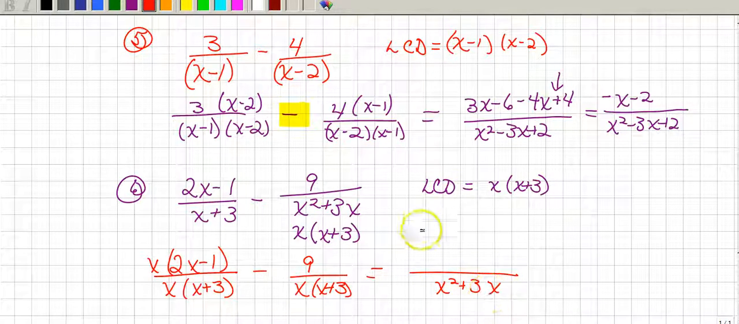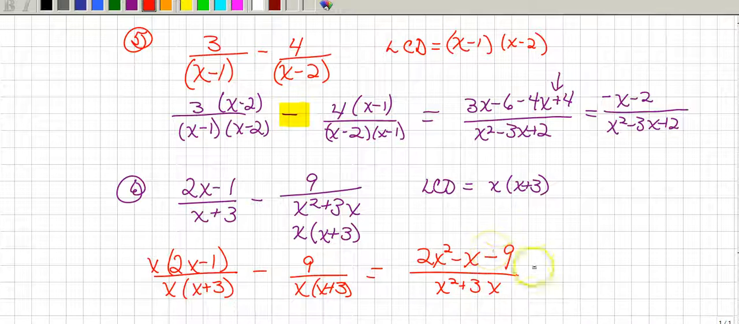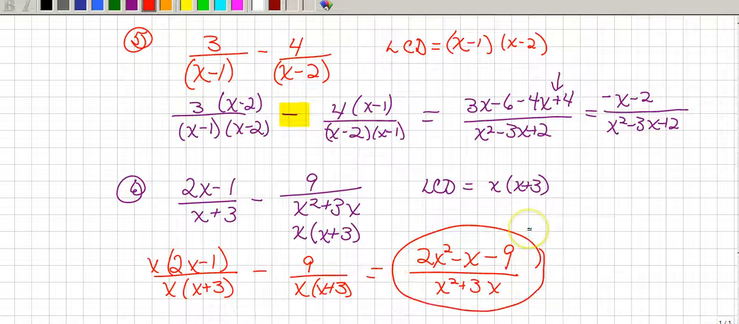In the numerator, distributing my x on the first fraction, x times 2x is 2x squared. X times negative 1, negative x. And the second fraction, minus 9. And that appears to be done. That's all there is to it.